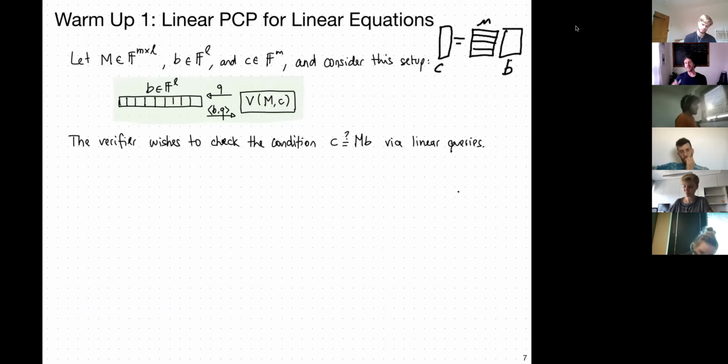I already displayed this on the slide, but in case you didn't see, any thoughts on what would be an idea to check such a condition? The naive thing would be to just query everything and check each one of the constraints. So you have some linear equation, x1 plus x7 equals 0, so go and check it. But that would cost a lot. We'll have to query the whole thing. So how can we save on the query complexity? Any suggestions?